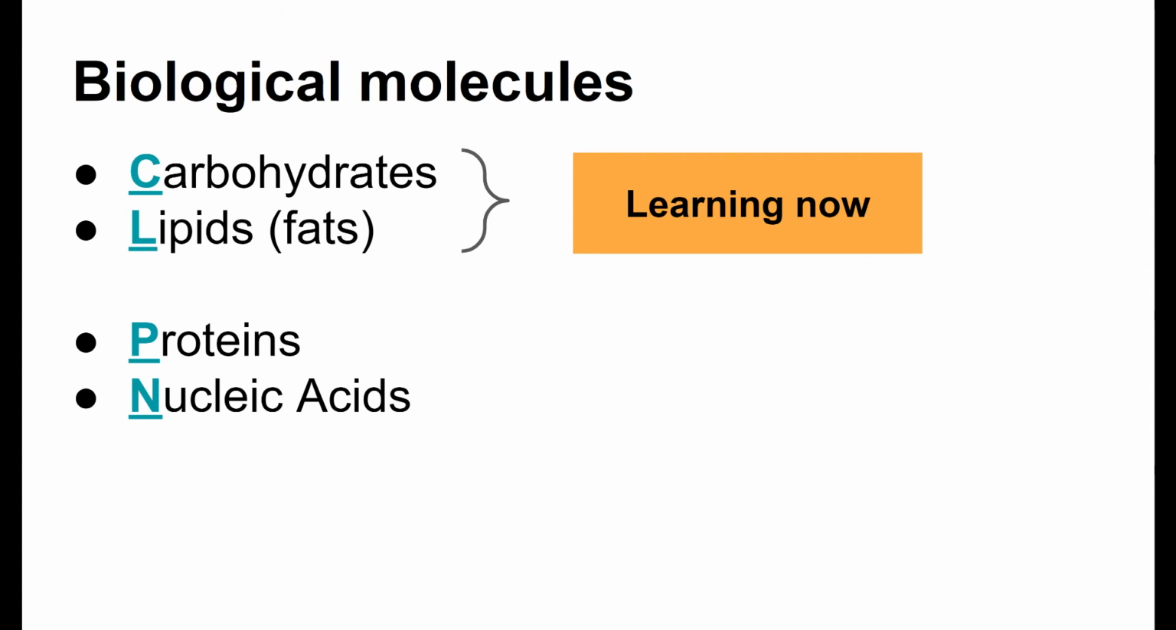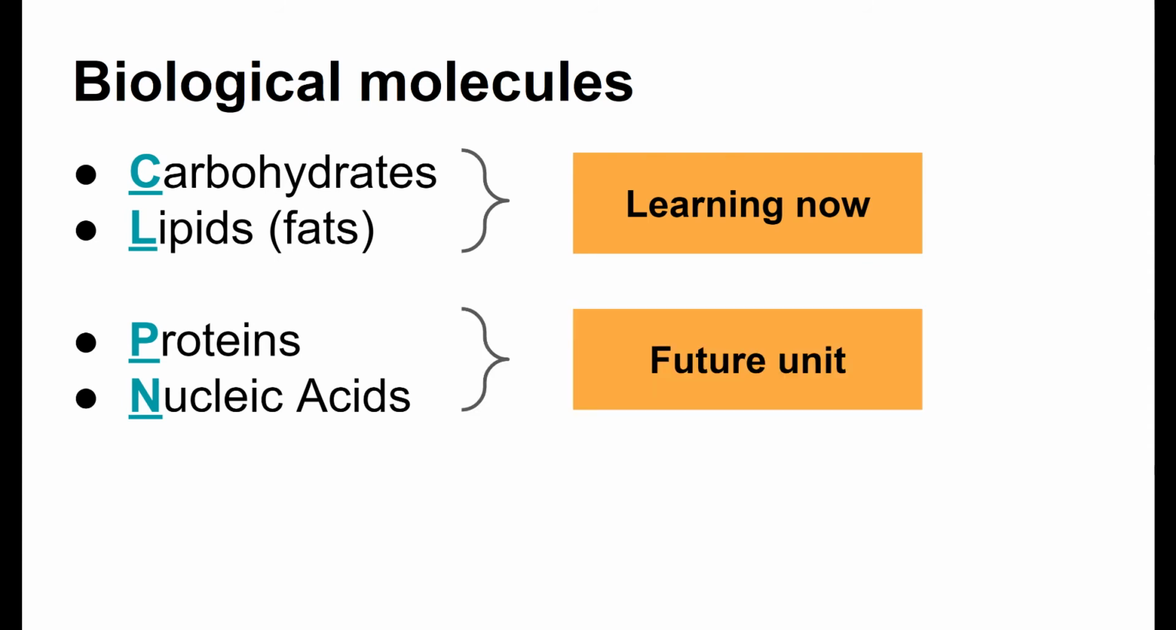So today we are going to think about carbohydrates and lipids, and down the road we will think about proteins and nucleic acids. But if you happen to Google this for more information, usually these four things are grouped together because they're the four main biological molecules. And I underlined the first letter there because we sometimes think of it as CLAP or CLIP to help us remember the names of the four molecules.